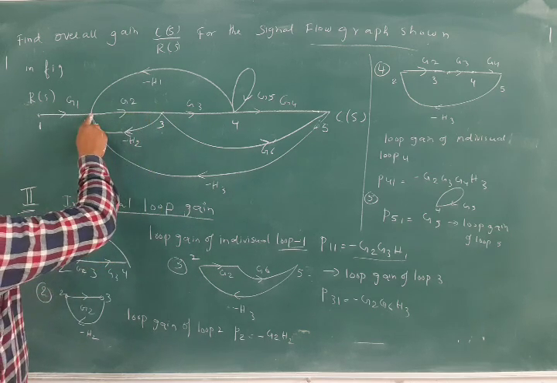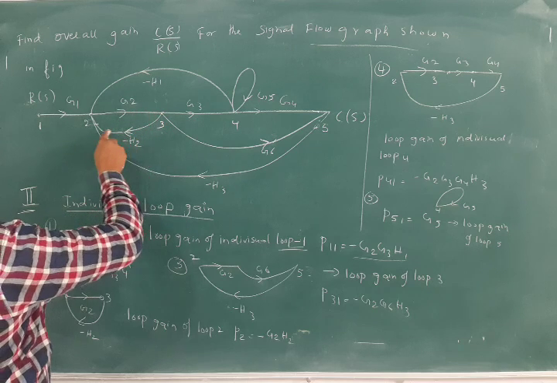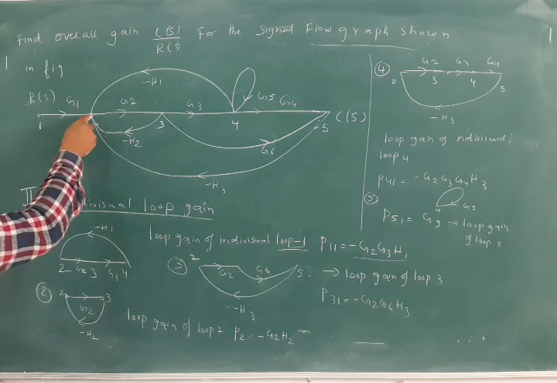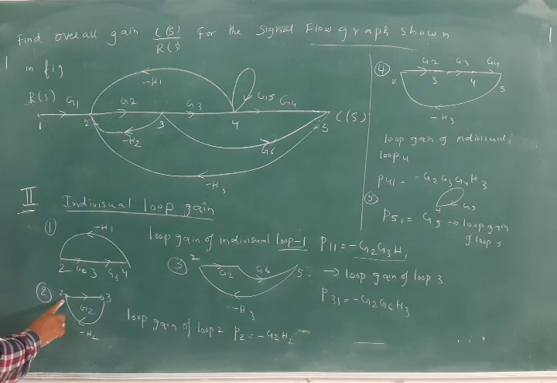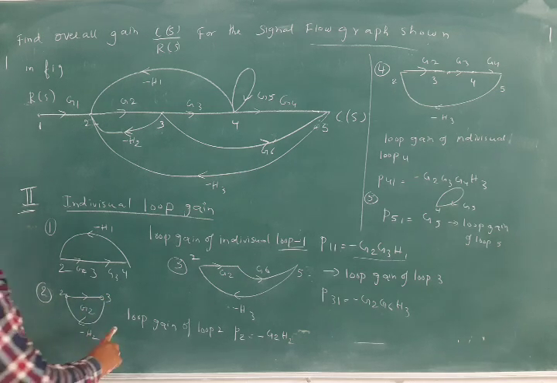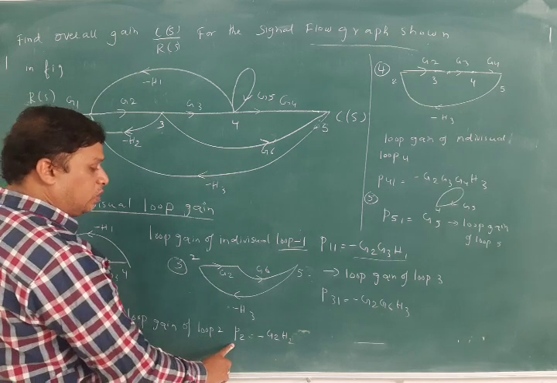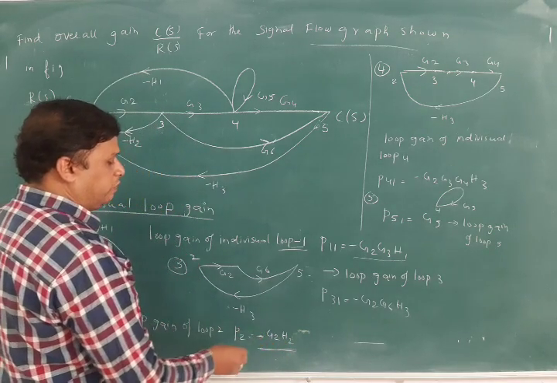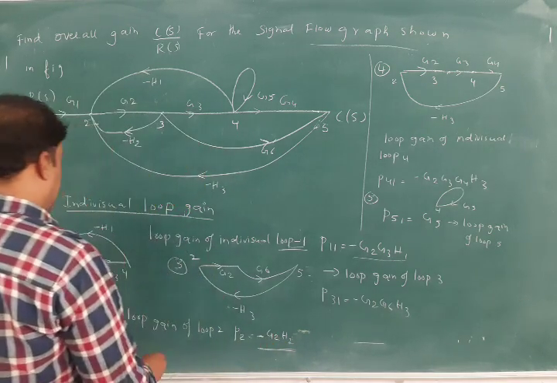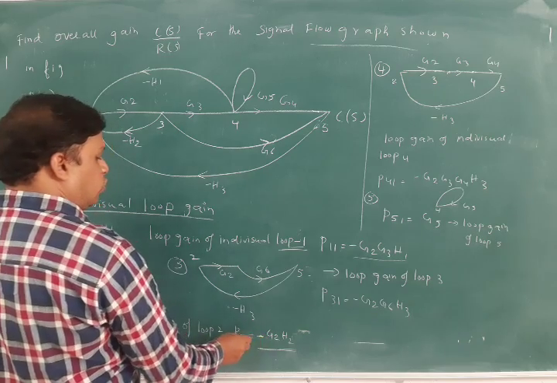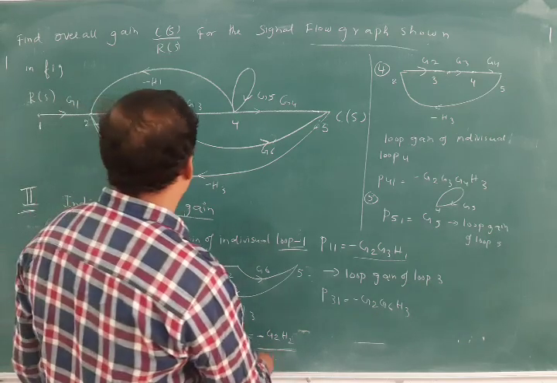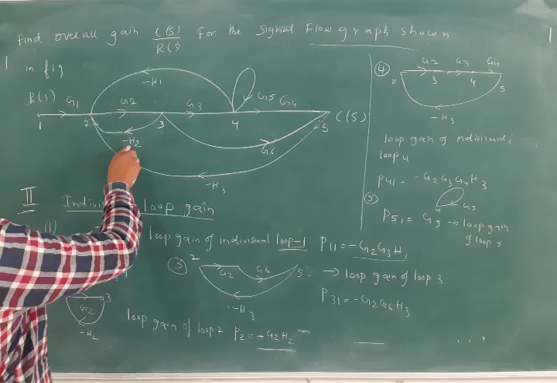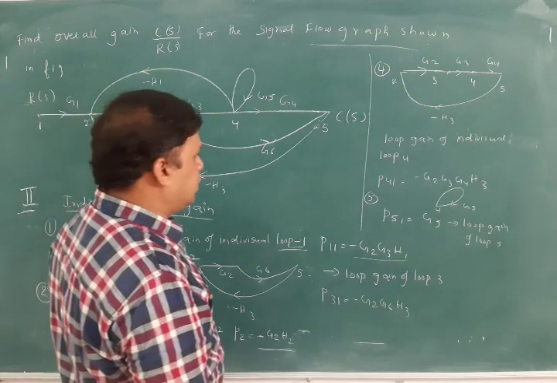Loop means where it starts, it should end at the same place. So it is ending at the same node, that is 2. In this second loop from 2, 3, the gains are G2 and minus H2, and the loop gain is nothing but the product of those. P2 is equal to minus G2 into H2. That will be the second individual loop gain. The negative sign comes from the negative H2 value.